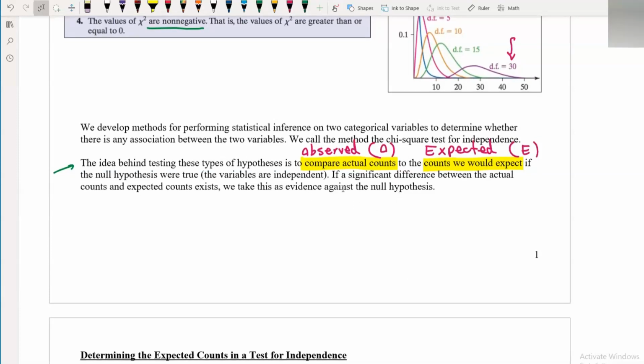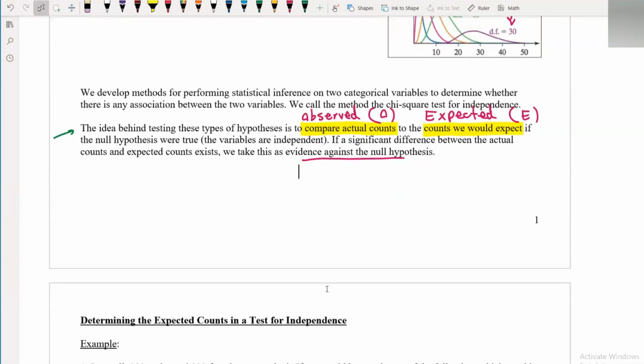If there is a significant difference between the observed and expected counts, we take this as evidence against the null. So this way we can decide what our conclusion is after comparing observed and expected. On the TI-83/84, we're not going to find a difference between these two. Actually, we're going to use the TI-83/84 to find chi-square, and that's really easy.